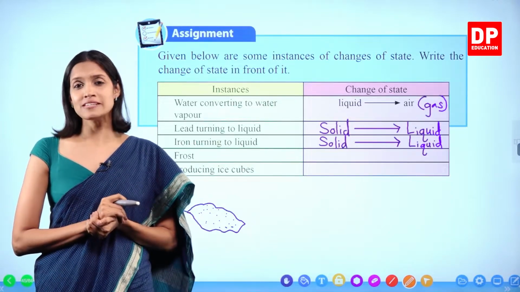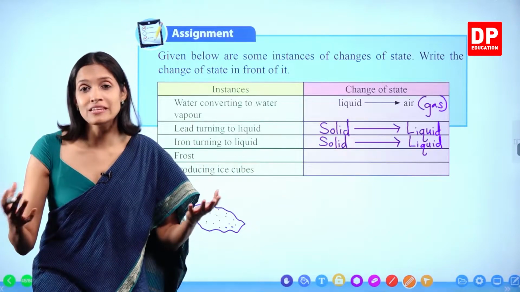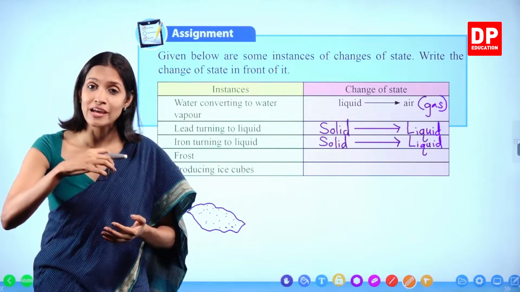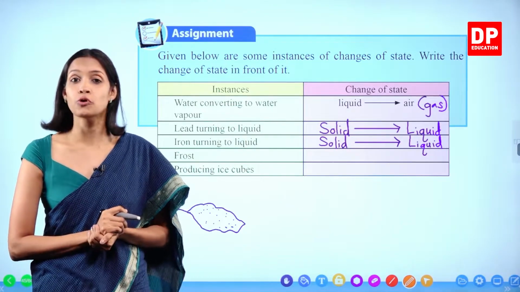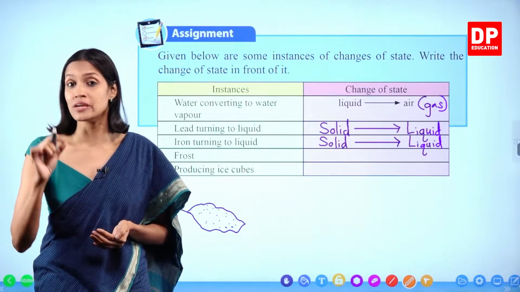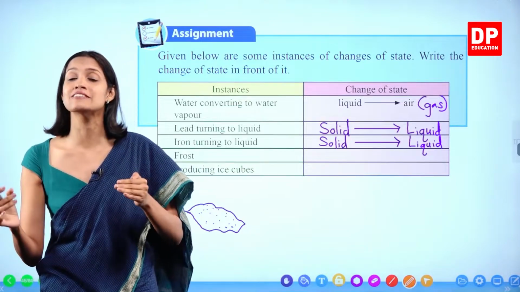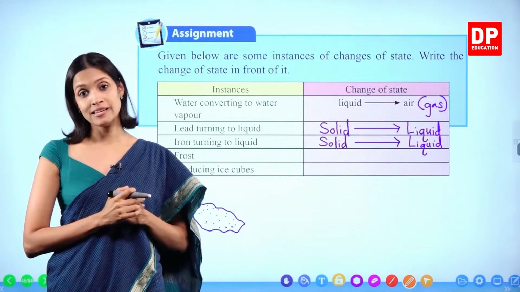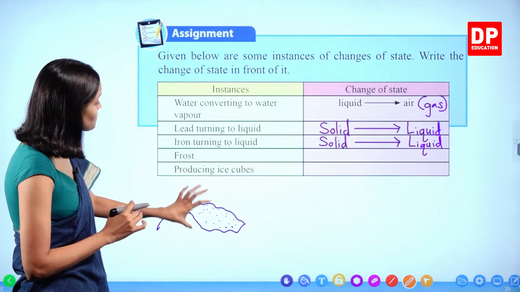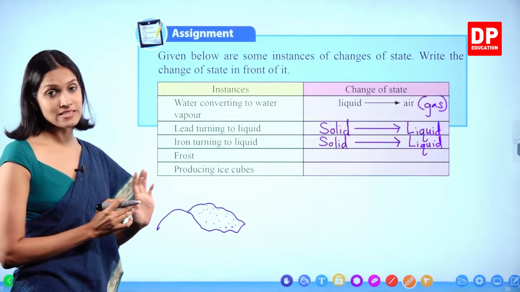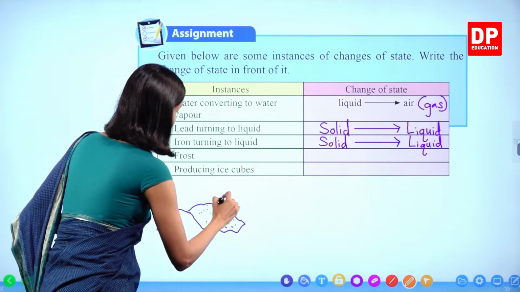So then what happens, children? The water vapor in the environment cools down and it changes into liquid water. You all know that when we cool water vapor, what happens, children? It turns into liquid water. Right, children? So what happens? This liquid water deposits on the plant leaves like this, and this is known as dew.